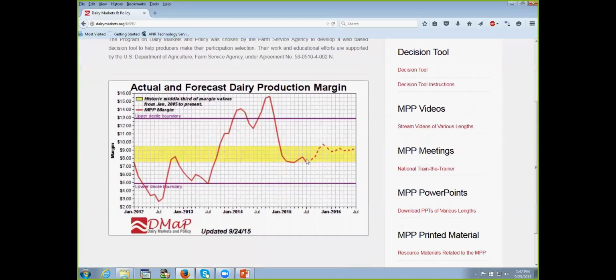So that's the margin protection program. And as Roger said, this is where the margin has been for the last 3.5 years. Is the solid red line. The middle third of where the distribution is longer term, which is essentially between 750 and 950, is the yellow band, and the dashed line is the current forecast, but we'll get into more detail.